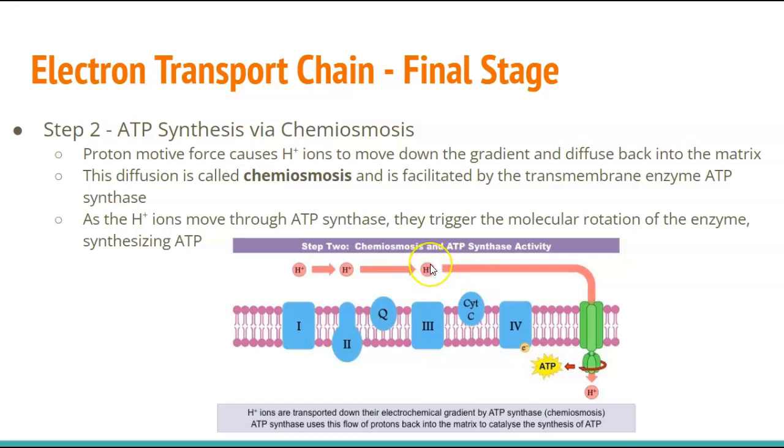And the way that it is able to diffuse back is through this green enzyme at the end that's called ATP synthase. As the hydrogen ions move through ATP synthase, it rotates. The enzyme, the ATP synthase, rotates and synthesizes the ATP as it's rotating. So it's actually pretty cool. It's like a weird trick that it does. You don't really see a lot of enzymes rotating, but this one does.